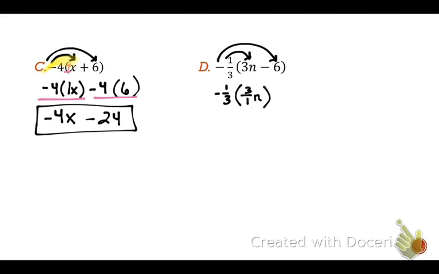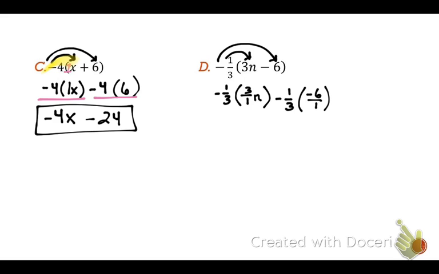So we're going to do negative 1/3, and I have to multiply it. What was my second term? 6. Not 6, but negative 6. How do I make negative 6 look like a fraction? Negative 6 over 1.